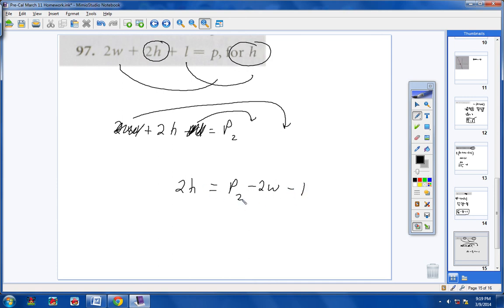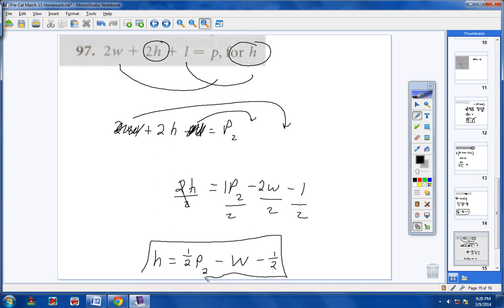And really there's no like terms you can combine over here. There's no other h's. The only h we have is right here. So now just simply divide each term by 2. These cancel out, and you're left with h equals, okay, remember there's a 1 in front of the p subscript 2, so I would have 1/2 p subscript 2, and then negative 2 over a positive 2 would be a negative 1. So negative 1w, and then a negative 1 divided by a positive 2 will give you a negative 1/2. Okay, so there we go. We solved the equation for h. Not too bad. And let's continue on, okay?